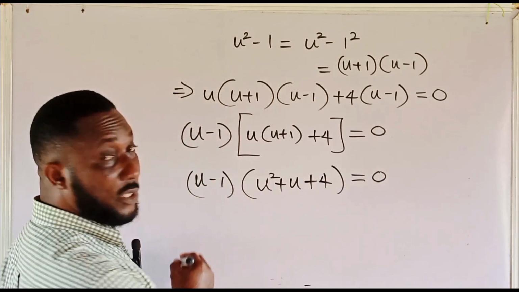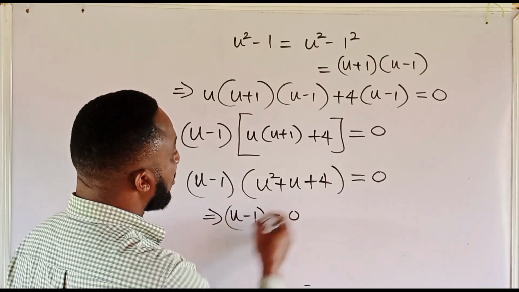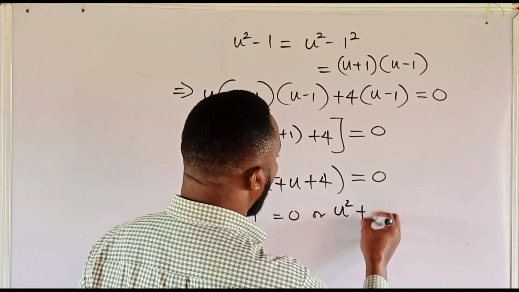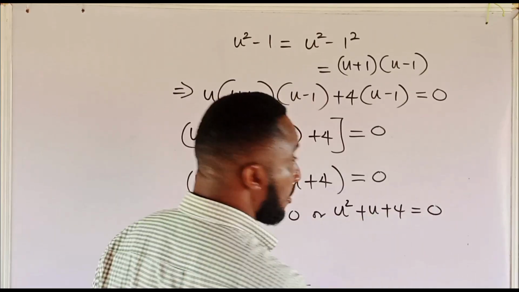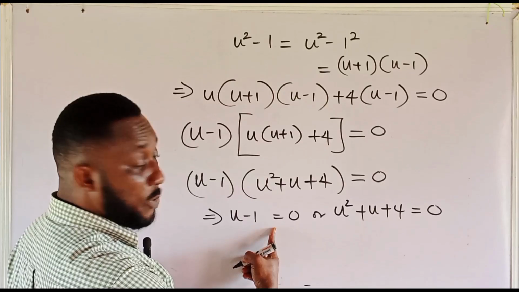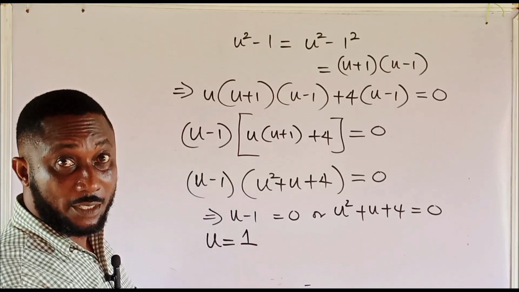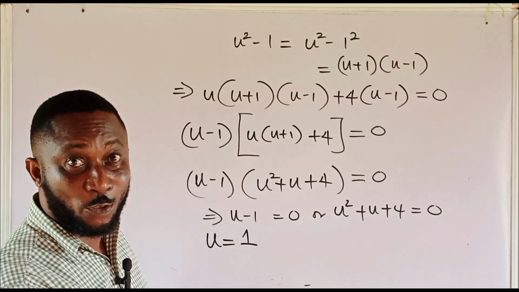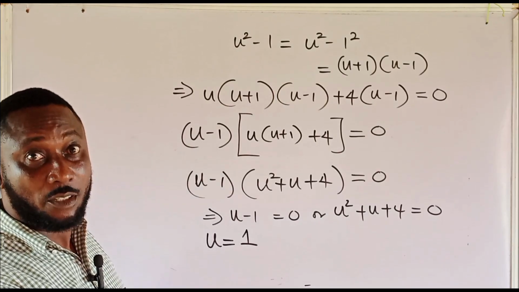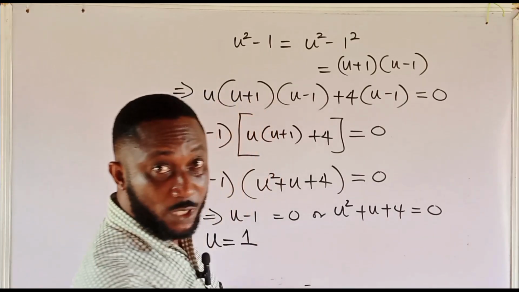Now, from the zero product property, we have u minus 1 equal to 0, or u squared plus u plus 4 equal to 0. If we add 1 to both sides here, we are going to be having u equal to 1. Like I said, by guessing and checking, which is also a problem-solving technique, u is actually equal to 1 from the depressed cubic equation. Then our next task is to see what happens to these quadratics.